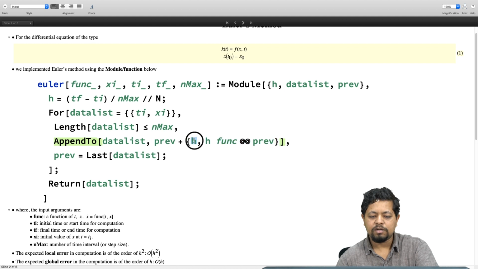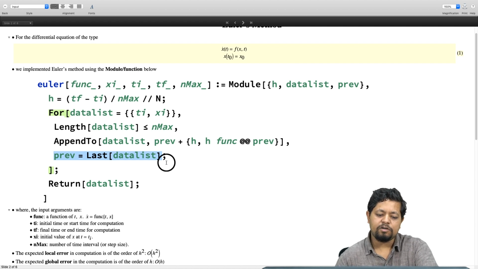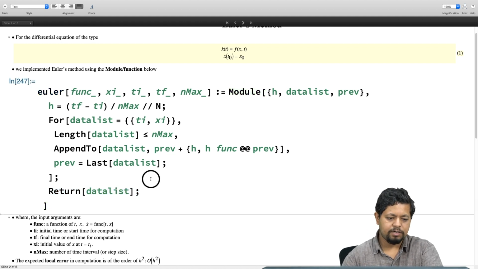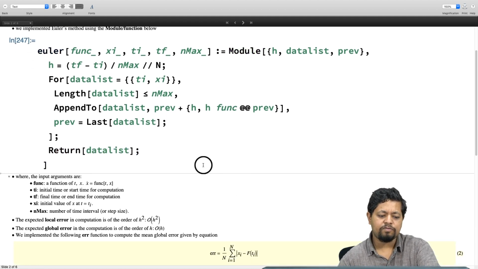So h is the increment in time, h times f of x and t is the increment in x, and together they are added to the previous, which is a two-tuple. In the body we are just updating the previous, reading the last element of the data list. In that process the for loop generates the entire solution, and at the end of the for loop we return the data list, which ends the function. I'll go ahead and execute it, and that's my Euler function.